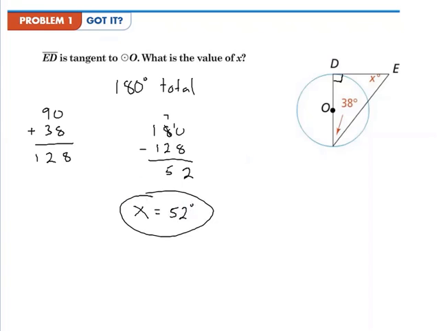Okay, now you might also just write an equation here. I could have written something like x plus 90 plus 38 equals 180, and just think of it as an equation. I'm solving for x. Well, that would be like doing x plus 128 equals 180, and then I'm just going to solve by subtracting 128 from 180, and you get 52.